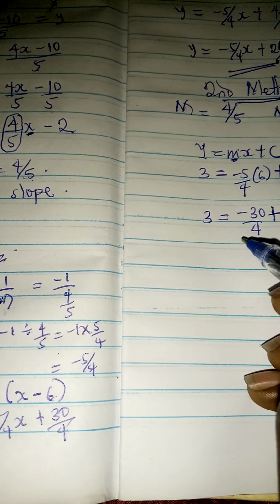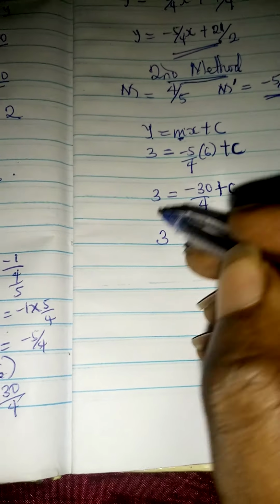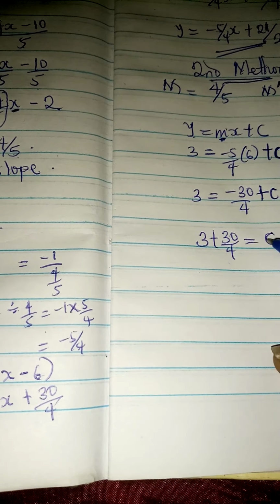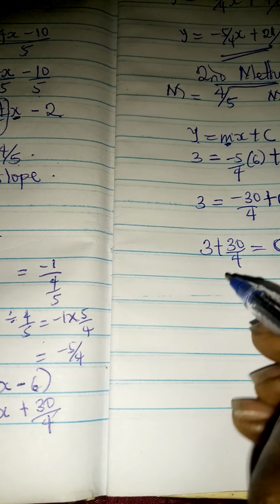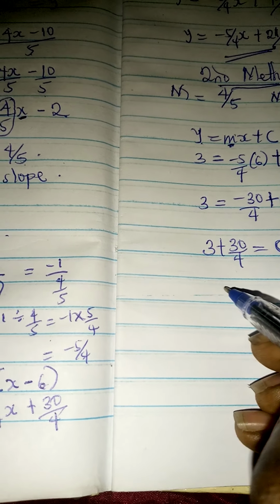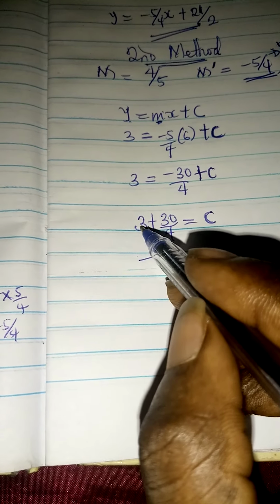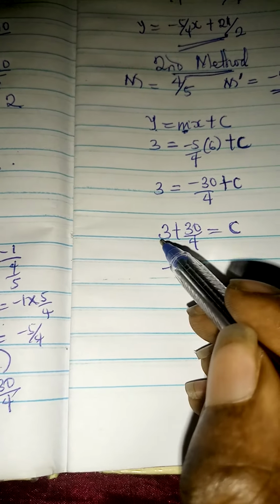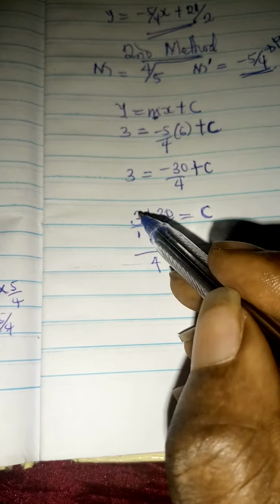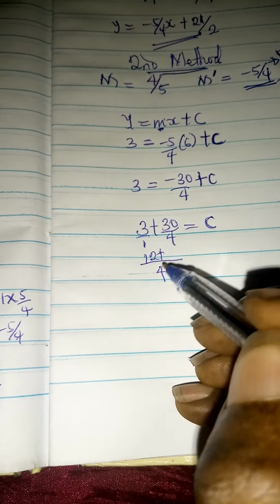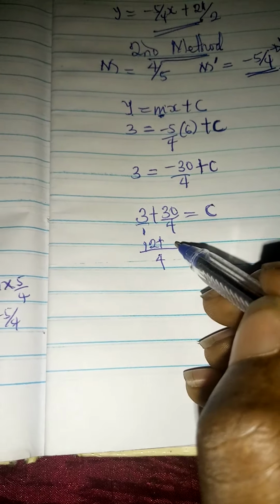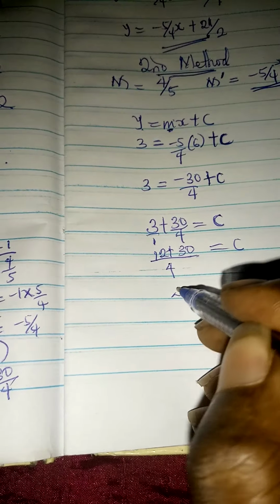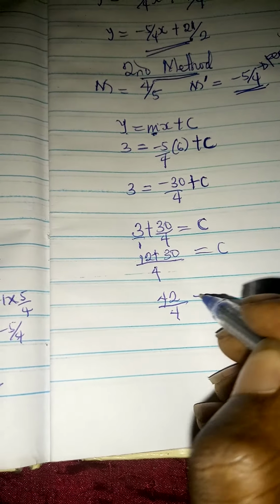So collect like terms, that is 3 minus 30 over 4 will come to the other side, that is plus 30 over 4 equals to c. From there we can make both a fraction. So let's just assume that this 3 is 3 over 1. So the LCM of 1 and 4 is 4. So 4 divided by 1 is 4. 4 times 3 is 12, plus 4 divided by 4 is 1, 1 times 30 is 30, equals to c. So 12 plus 30 is 42 over 4 equals to c.